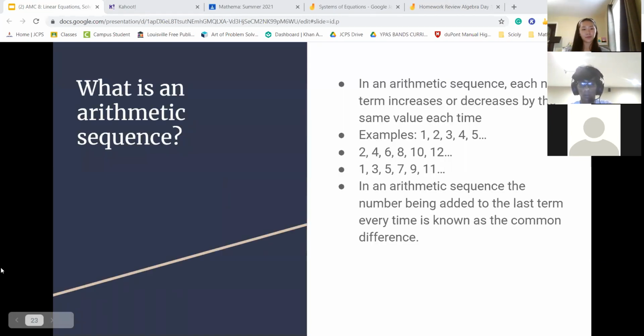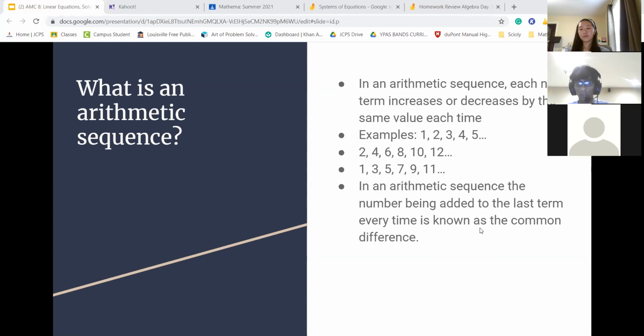So what is an arithmetic sequence? In an arithmetic sequence, each new term increases or decreases by the same value each time. For example, 1, 2, 3, 4, 5. That's a sequence, and it's increasing by 1 every single time. That's how the new term in the sequence is being determined, by adding 1 to the previous term. Another example would be the even numbers, 2, 4, 6, 8, 10, 12. 2 is being added every time. And the same thing with the odd numbers, 1, 3, 5, 7, 9, 11. 2 is being added every time.